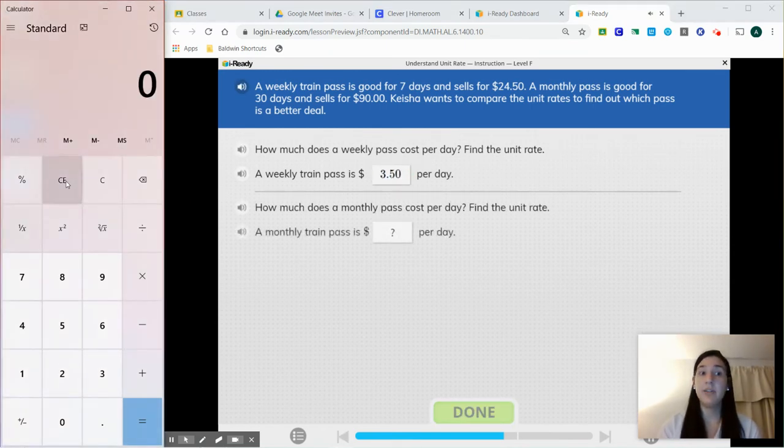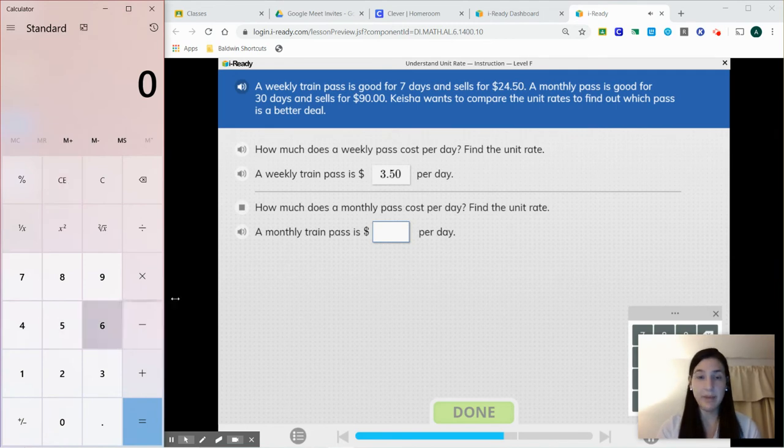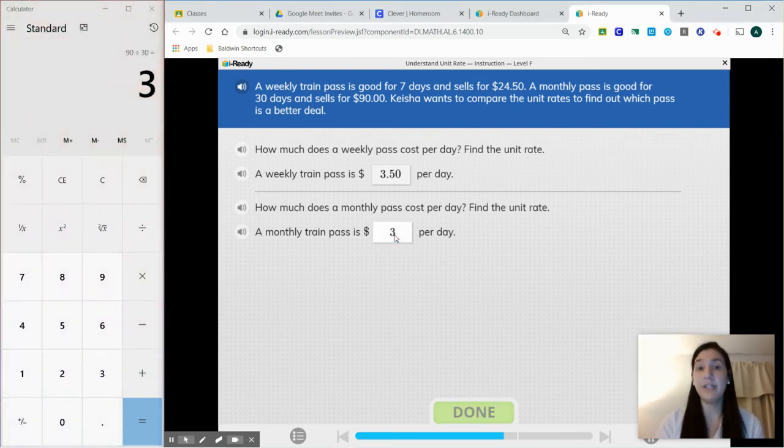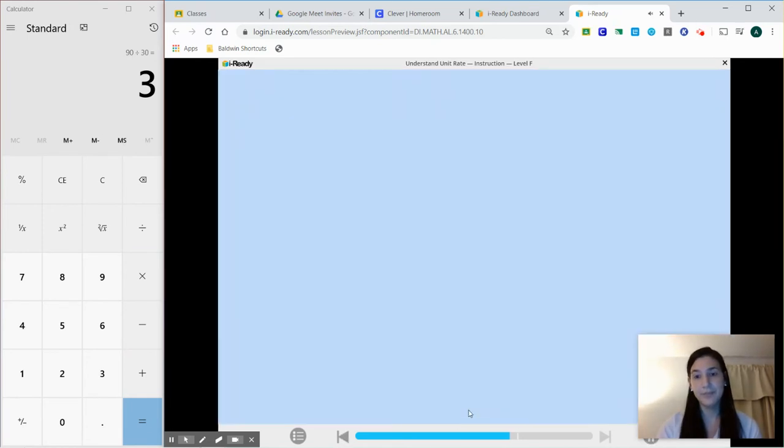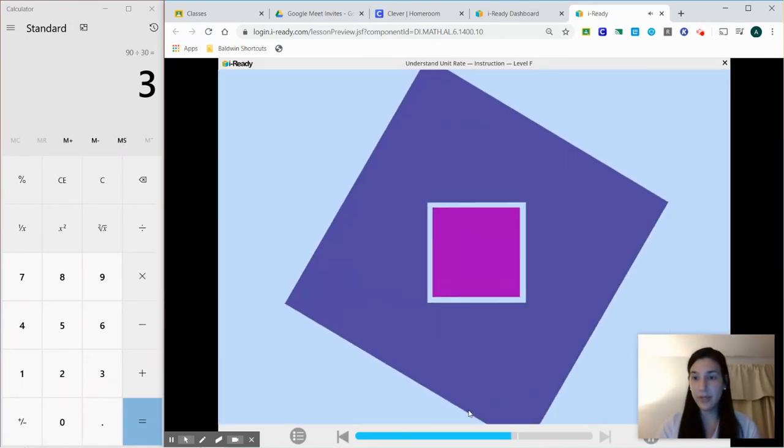Now we're going to calculate how much it is for the monthly pass per day. So it's $90 divided by our 30 days. And we see that it's only $3 per day to get the monthly. So which is the better buy? The one that's less expensive or cheaper. So the monthly train pass is the better deal. Well done. Let's take our quiz.